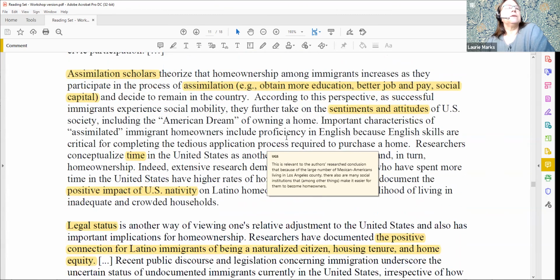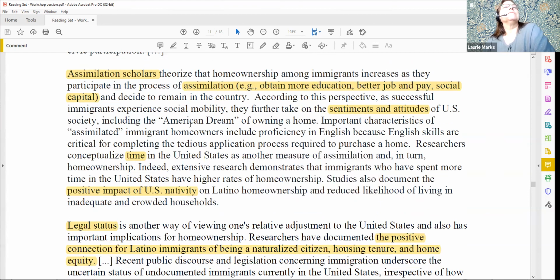The next paragraph on that page, I think we're on page 11 now, relates to assimilation. So the process of assimilation really is just the process by which people's state of mind and knowledge transitions from belonging to one country to belonging to another country. So aspects of assimilation, they say, are obtaining more education, getting a better job and pay, and acquiring social capital, that these are all factors in a person's assimilation.